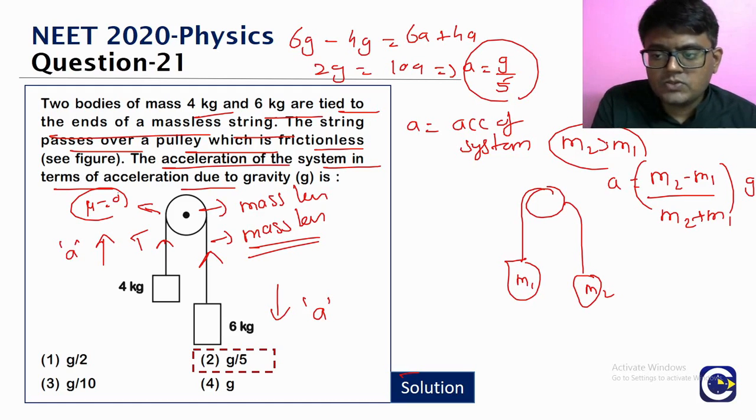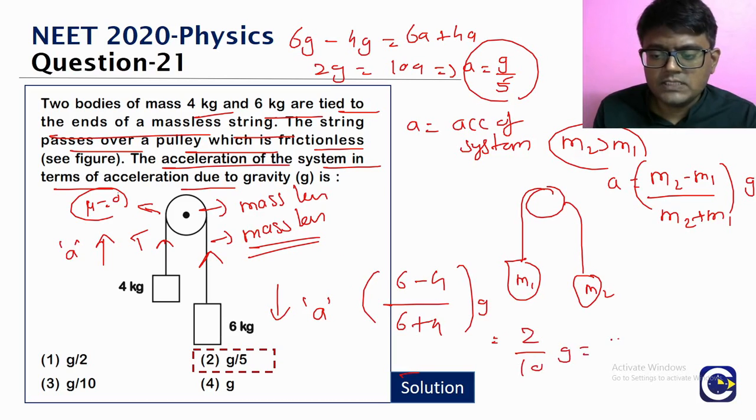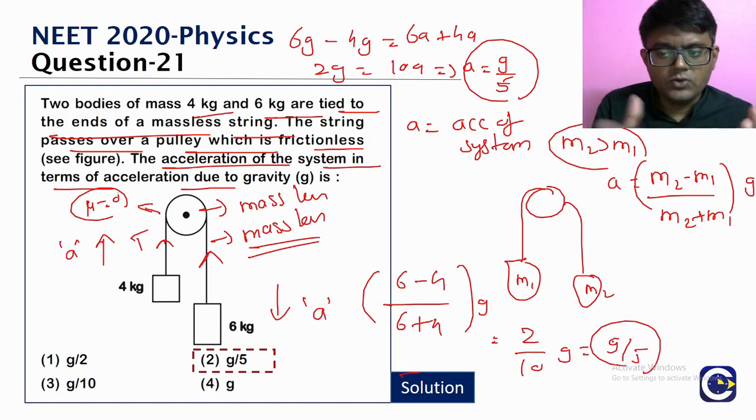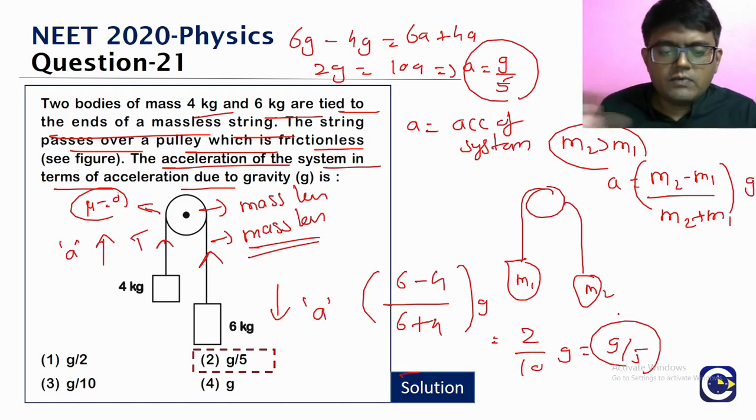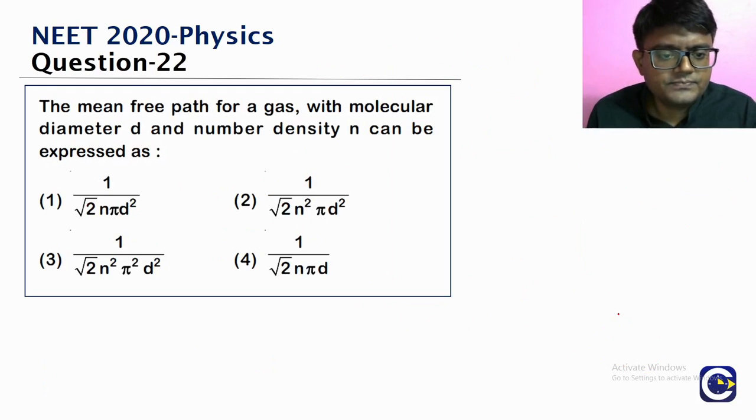We can check. So here M2 is what? 6. 6 minus M1, which is what? 4. (6 minus 4) by (6 plus 4) into g. 6 minus 4 is what? 2. Divided by 10 into g, which is g by 5. We will be able to get the answer. Okay. So if you don't remember this result, we can again go and look at the equations for each of the blocks separately using the free body diagram. So what is the method that we have taken? The free body diagram method, right? We can do it that way. Otherwise, if you remember the result, we can straight away use that result and get the answer.